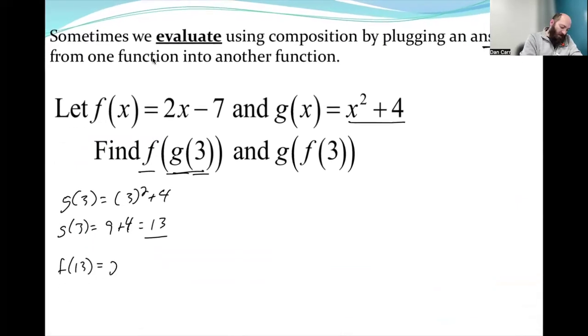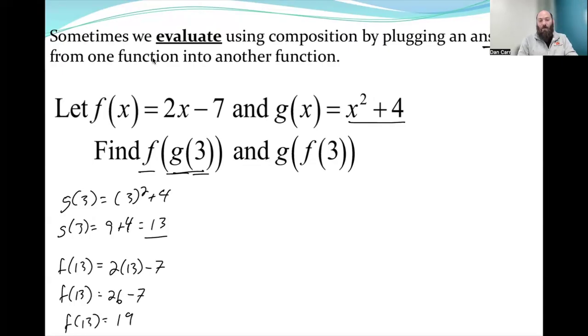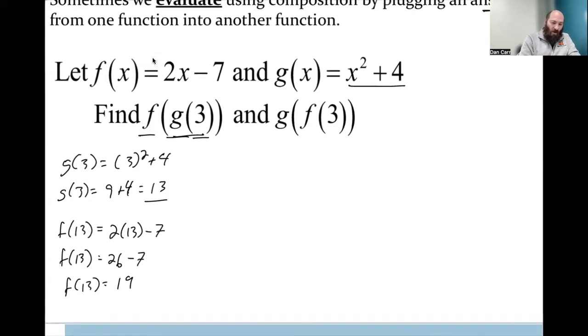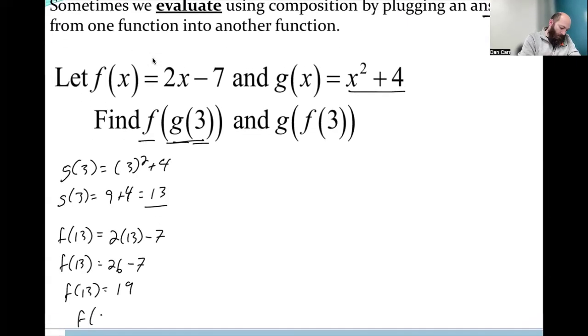So f of 13 is equal to 2 times 13 minus 7. So that's 26 minus 7. And f of 13 is equal to 19. So that's my answer for f of g of 3. So f of g of 3 equals 19. Okay. We're going to do the same thing with the other one. We're just going to go the other direction with it.